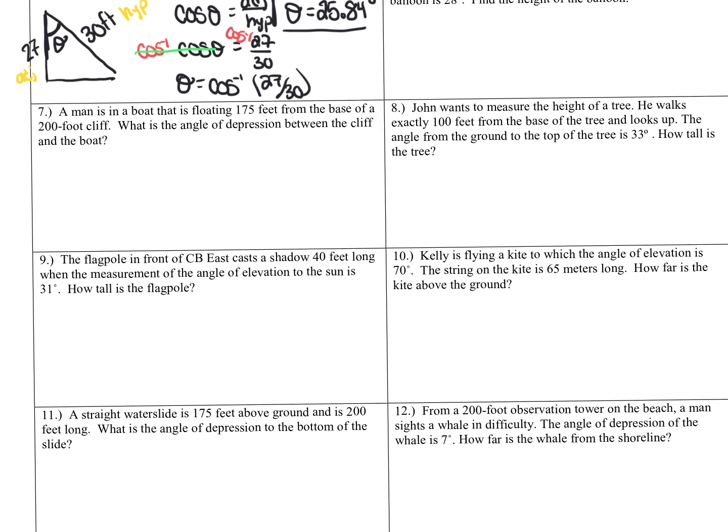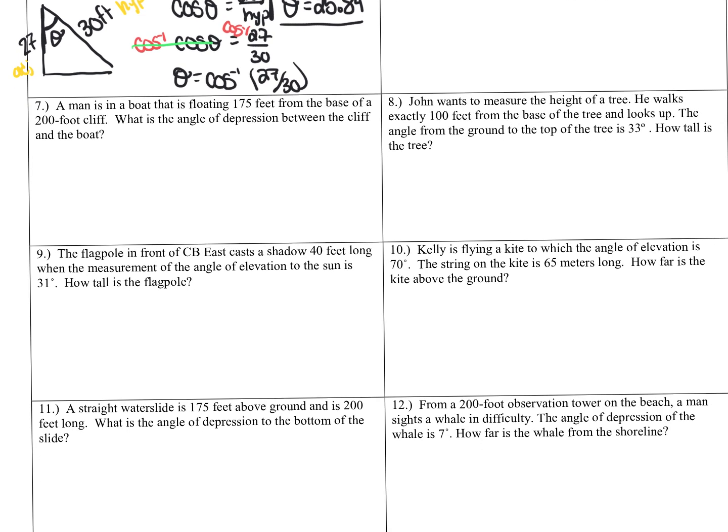Number 7 says, a man is in a boat that is floating 175 feet from the base of a 200-foot cliff. So here's my cliff. There's a man that is 175 feet from the base of the cliff. He's floating in a little boat. And it says the cliff is 200 feet tall. Oops, not 2,000, 200. It says, what is the angle of depression between the cliff and the boat?